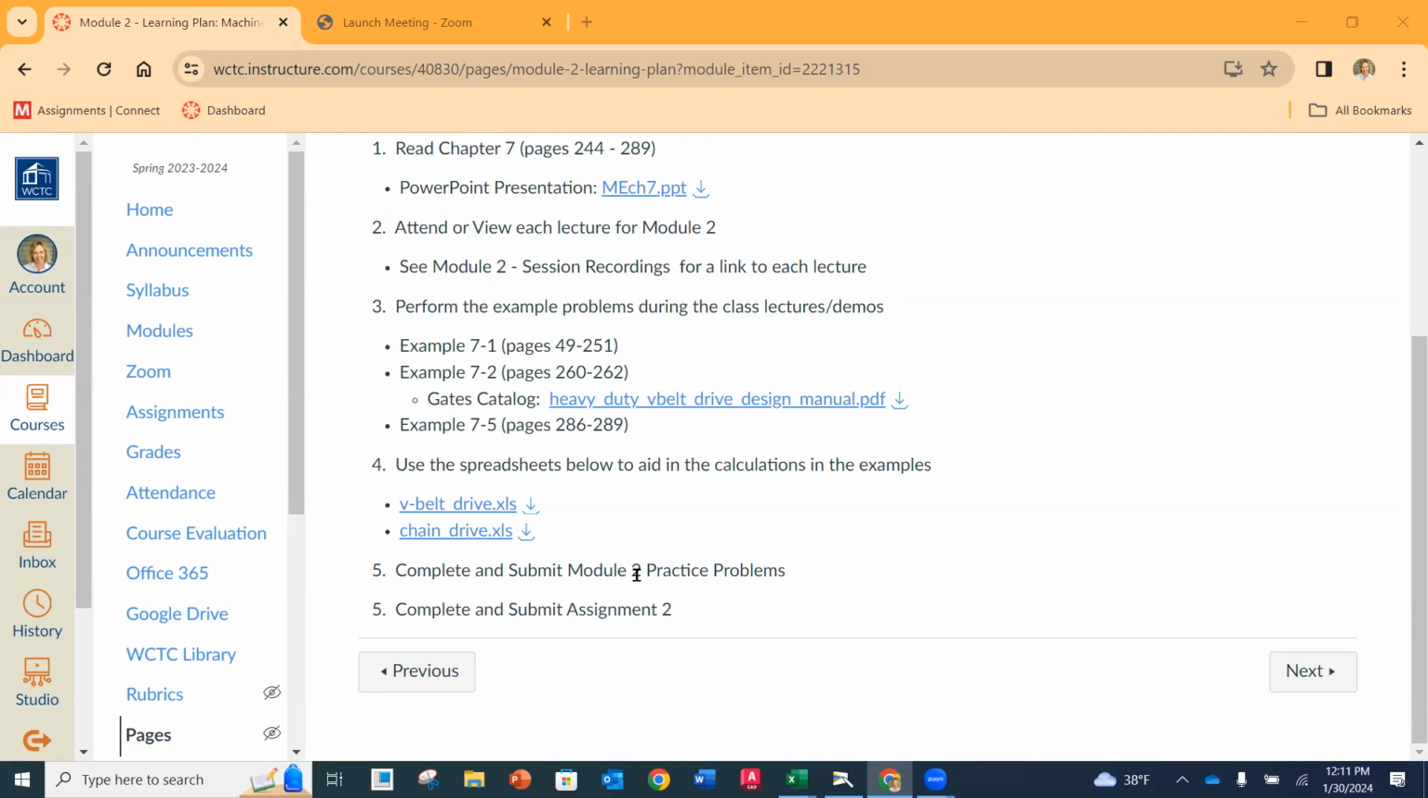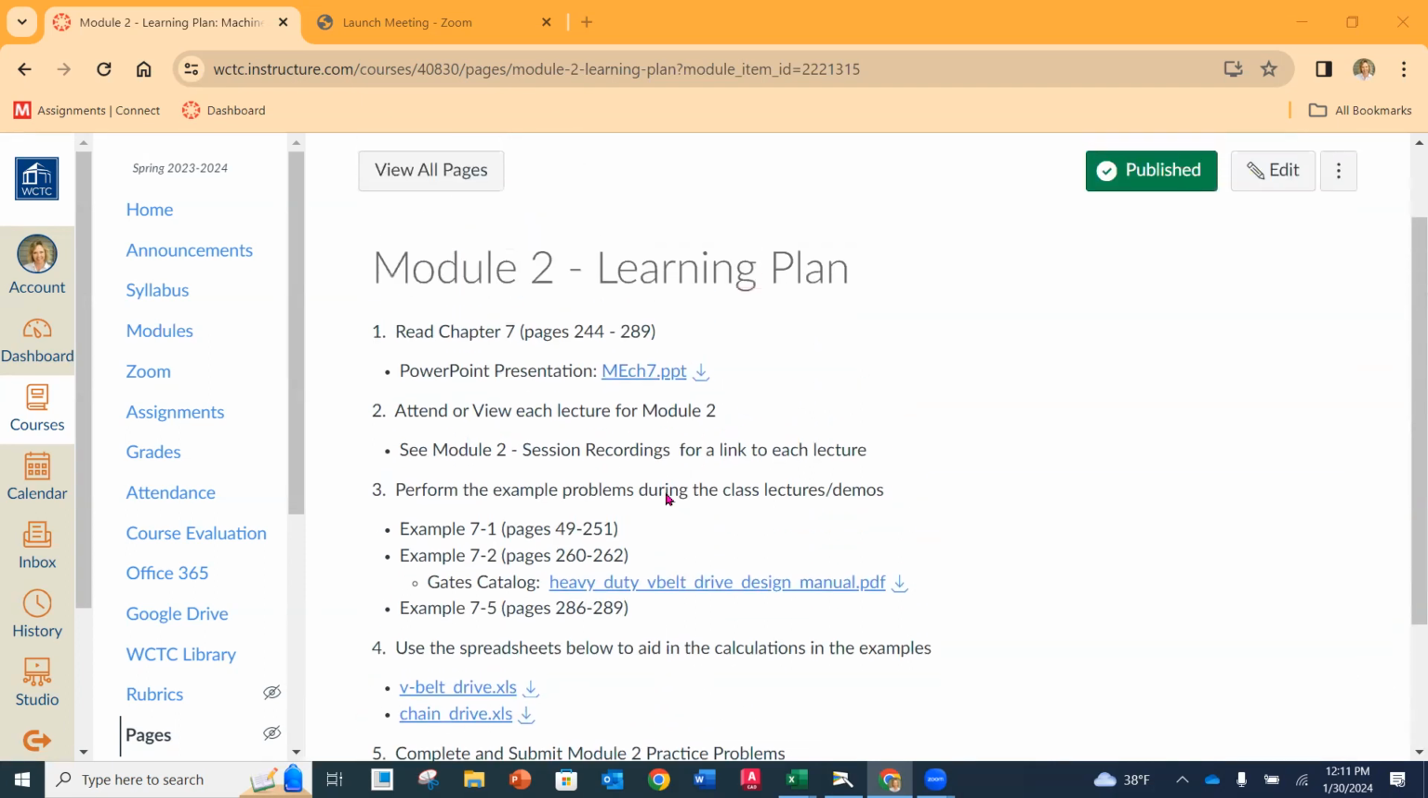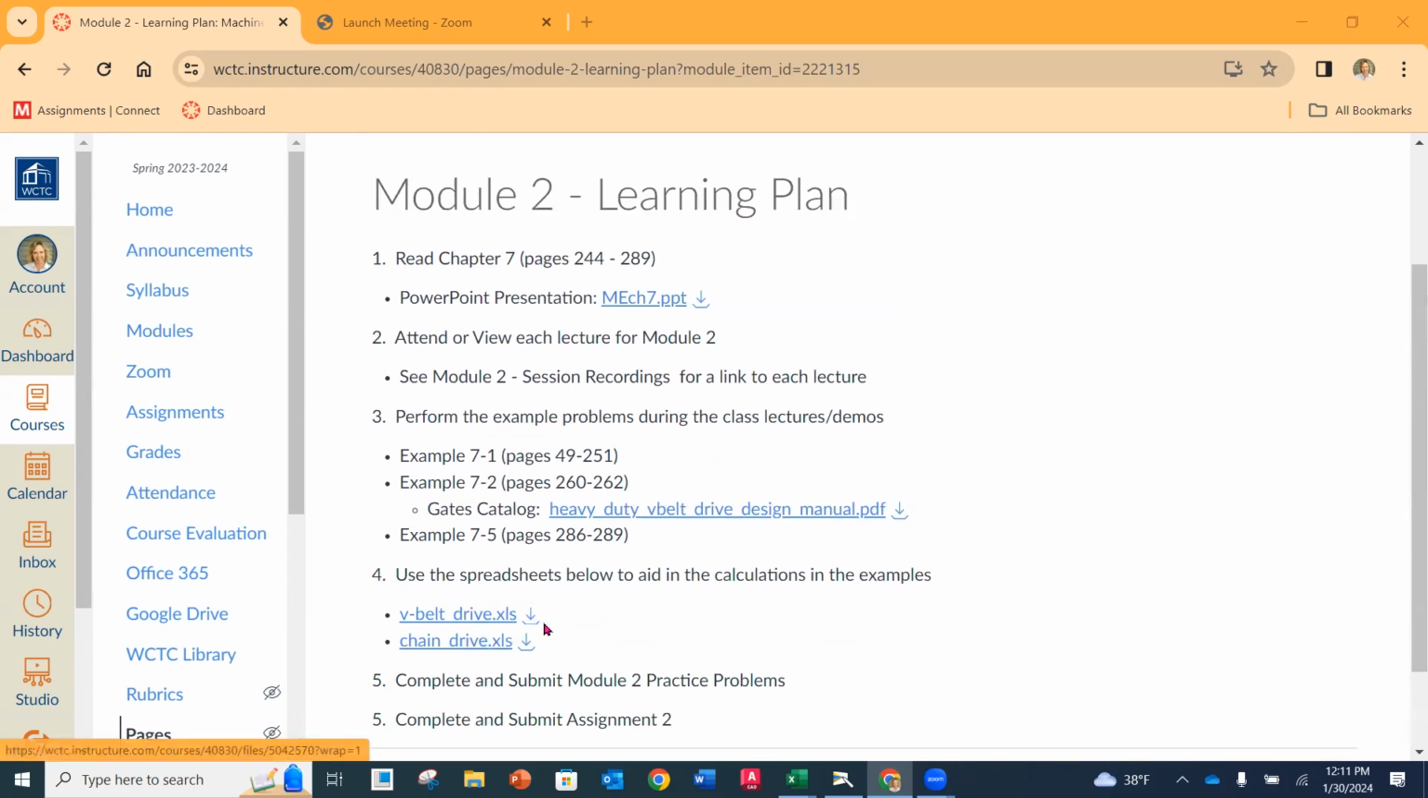Then you're going to submit your practice problems to me, and those are due at the end of this week. And then also assignment number 2. So we'll be looking at that at the end. Assignment number 2 is going to be similar to the examples that we're going to be doing at the top, but you can use the Excel spreadsheets where they're applicable, for instance, to kind of automate that process. So if you need to, go ahead and download the items that you see here.